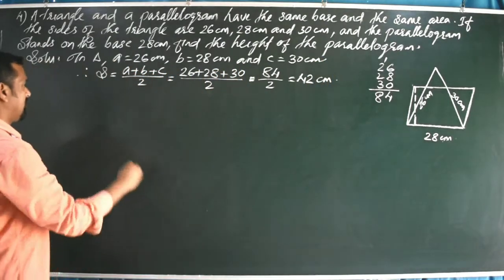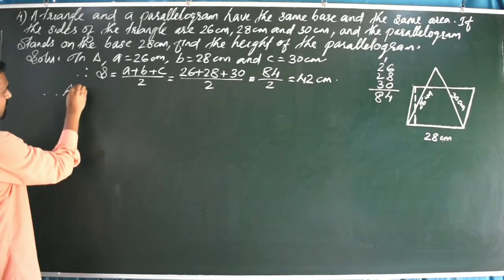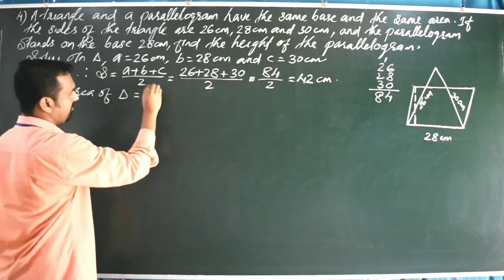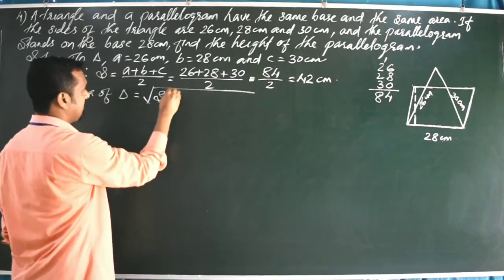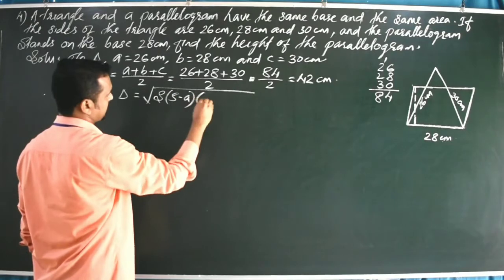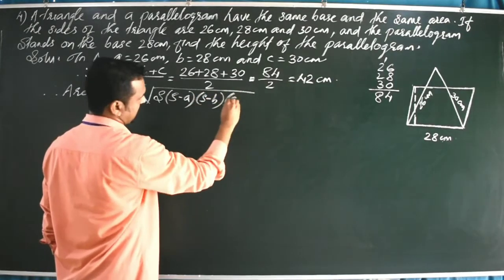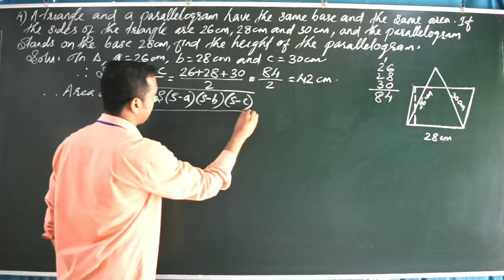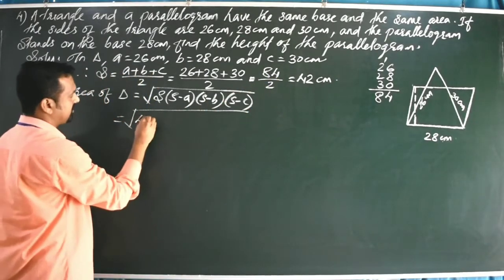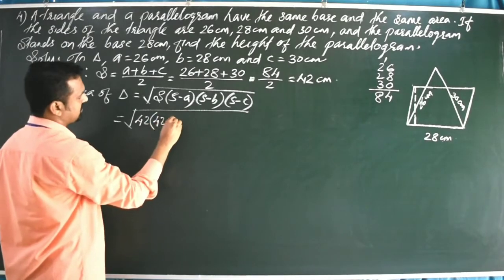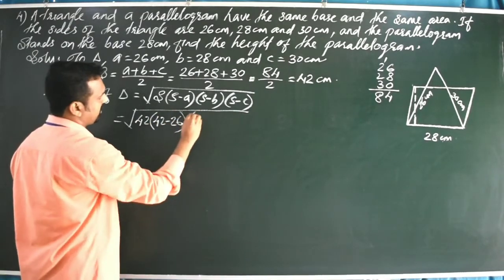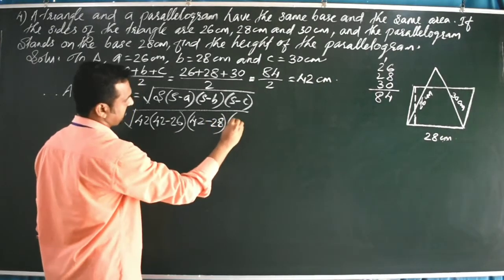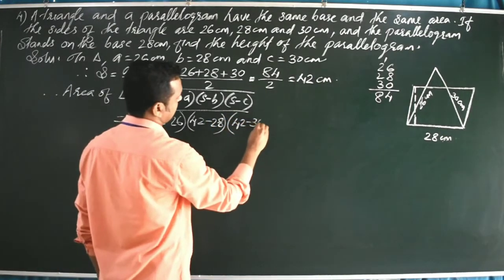Now find the area. Area of the triangle, what is the formula? Area of triangle is equal to the square root of s into (s minus a) into (s minus b) into (s minus c). Substitute the values here. That is the square root of 42 into (42 minus 26) into (42 minus 28) into (42 minus 30).